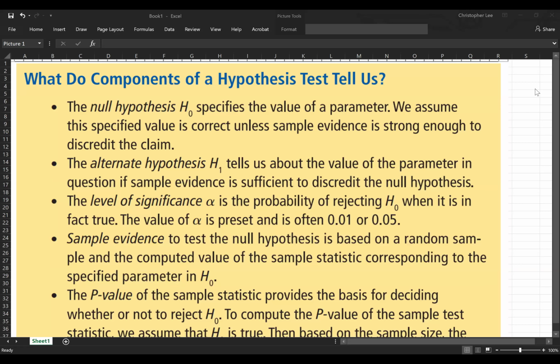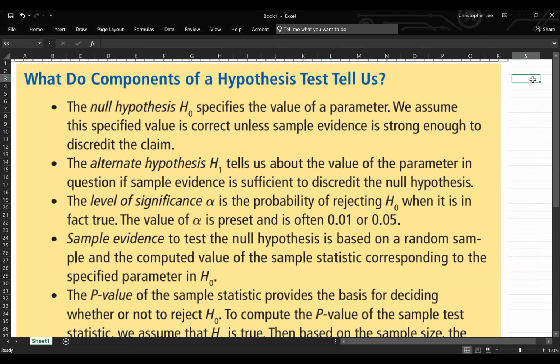All right. So real quick, I just want to say this last part about chapter 9, then we move on, right? So what do components of a hypothesis test tell us? The null hypothesis, H0, specifies the value of a parameter. We assume this specified value is correct unless sample evidence is strong enough to discredit the claim, all right? The alternative hypothesis, H1, tells us the value of the parameter in question if the sample evidence is sufficient to discredit the null hypothesis.